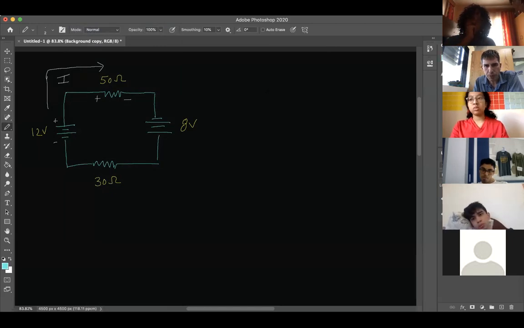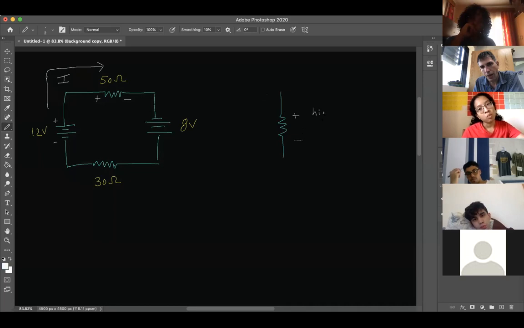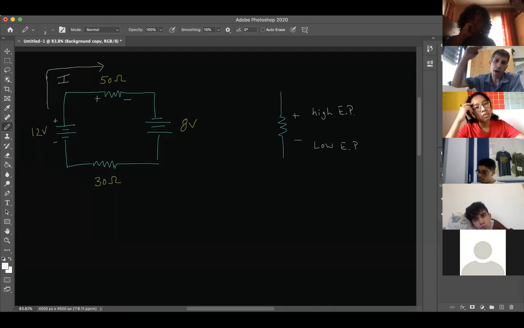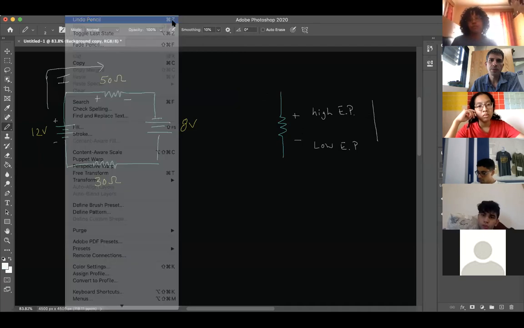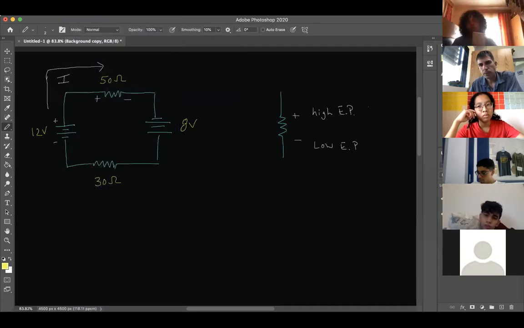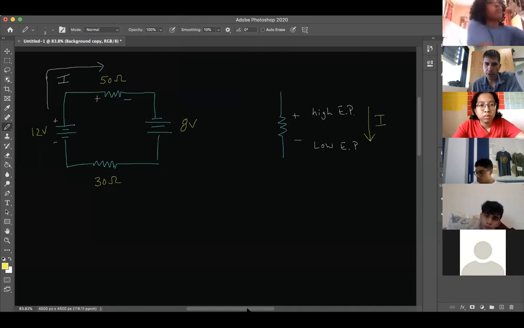As an example, one of the things that I've been trying to emphasize is that current goes from a higher electric potential to a lower electric potential. So this is high electric potential. This is low electric potential. So you go from high energy to low energy. So your electric current should flow from high electric potential energy to low potential energy.